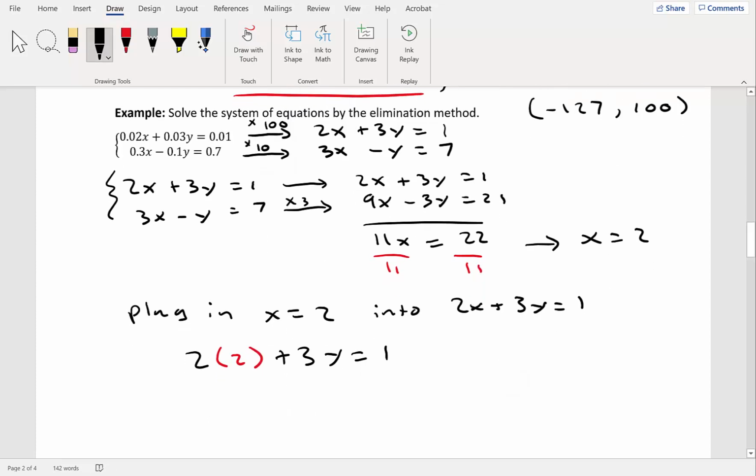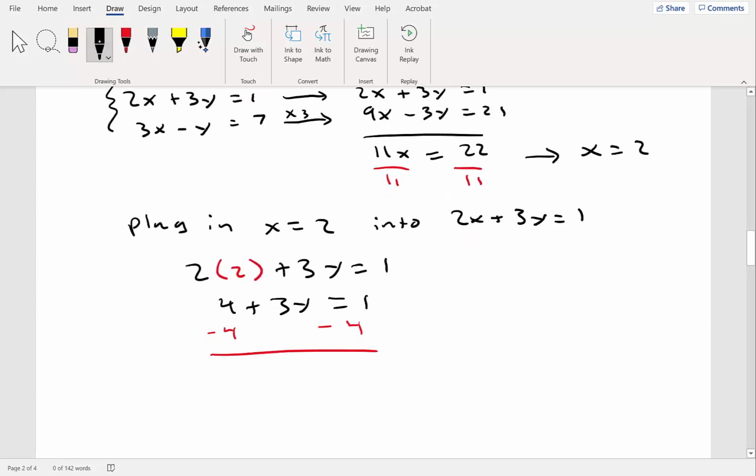Let's go ahead and simplify it. We get 4 plus 3y equals 1. Subtract 4 from both sides. We get 3y is equal to negative 3. And then divide both sides by 3. Well, we get the y completely by itself. We get y is equal to negative 1. So our ordered pair here would be 2, negative 1.